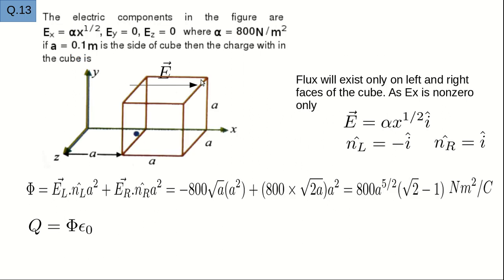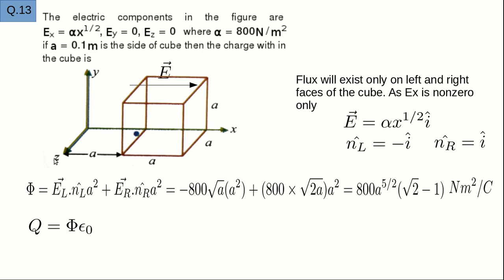Now let's have a look at this example of the cube. Here also the cube is placed in an electric field, and the component looks like alpha x to the power half, and the other components are 0, and there is a value of alpha. We need to find the charge within the cube. Similar process, same thing. E is alpha x to the power half i cap, NL is minus i cap, which is the left side normal, and the right side normal will be i cap.